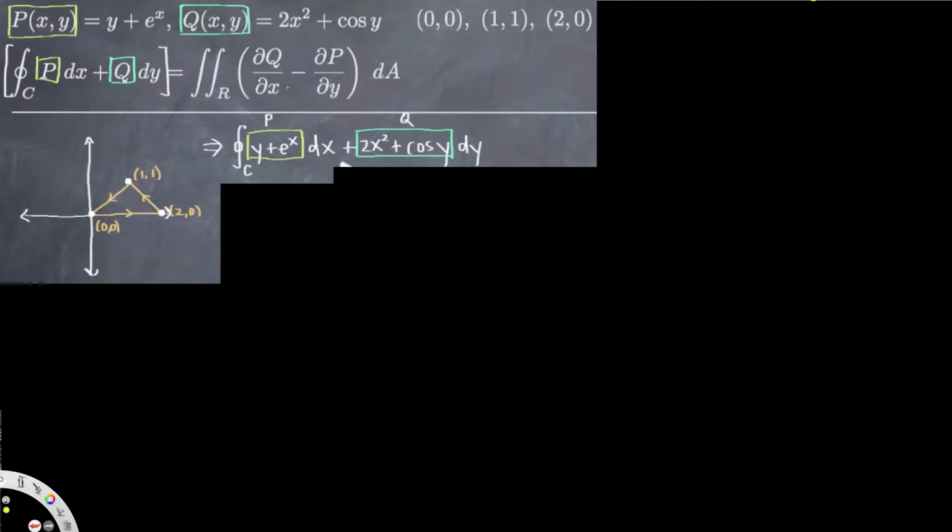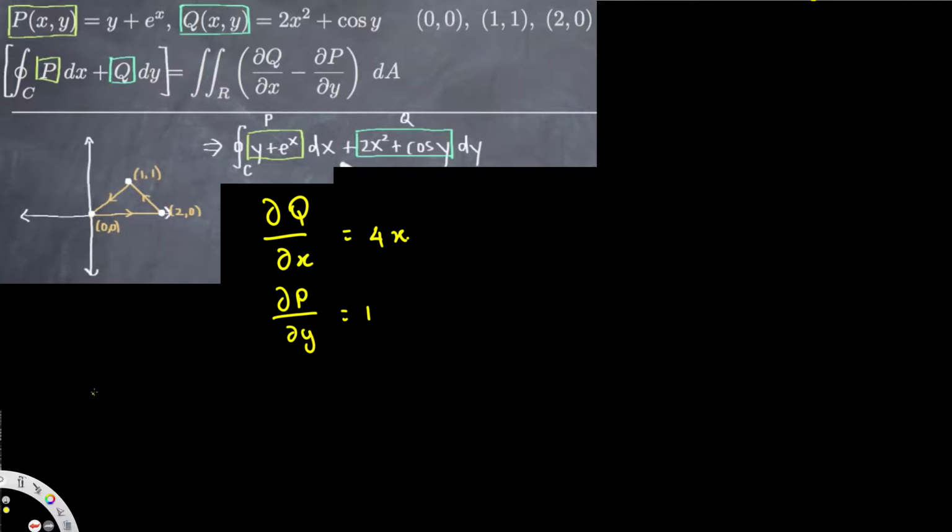Now let's go ahead and find the partial derivatives. We are going to convert this line integral into a double integral. In order to do that, first we have to find the partial derivatives. Let's find the partial derivative of q with respect to x. This is our q function. If we take the partial derivative with respect to x, the cos y term is going to be 0 because y is treated as a constant, so this is going to be just 4x. And if you take the partial derivative of p with respect to y, this becomes just 1, because e power x is going to be 0. So we have 4x and 1.